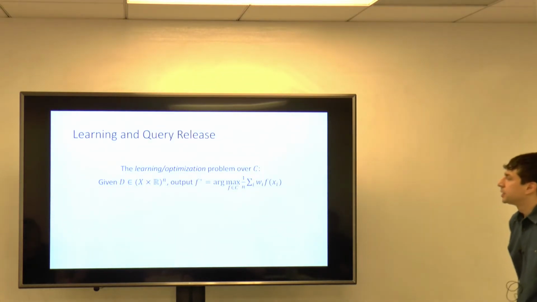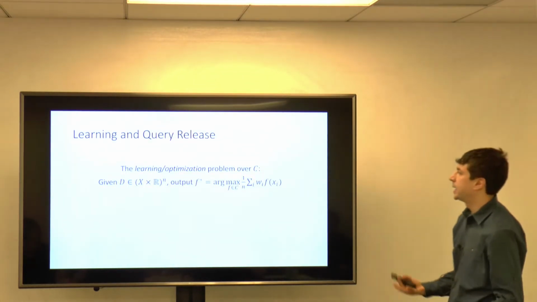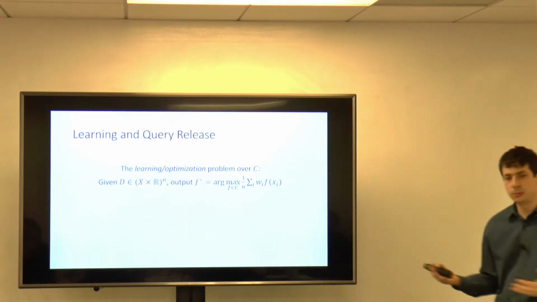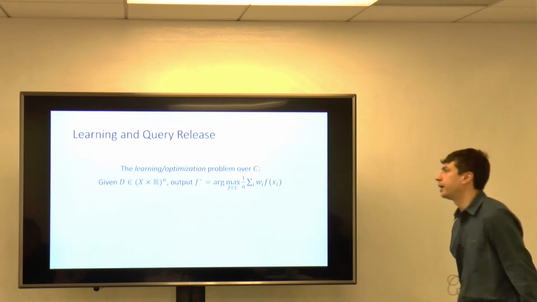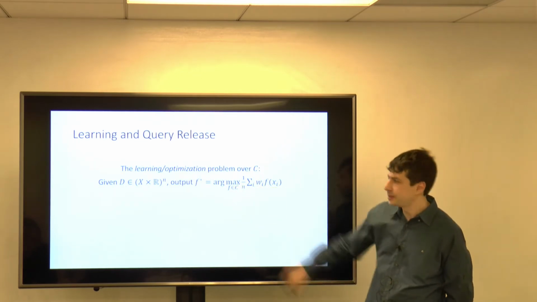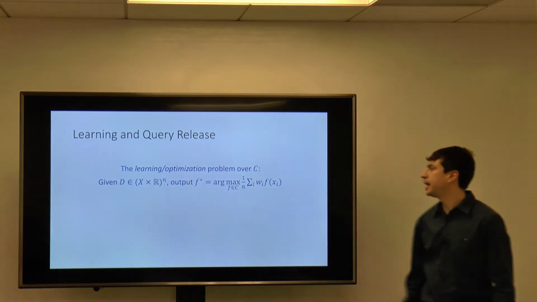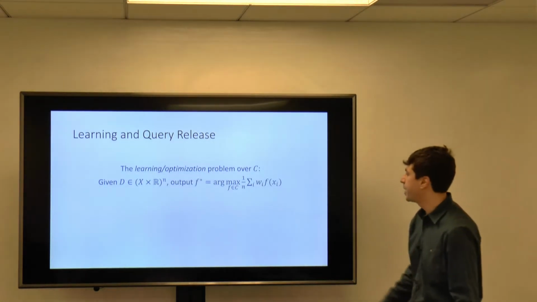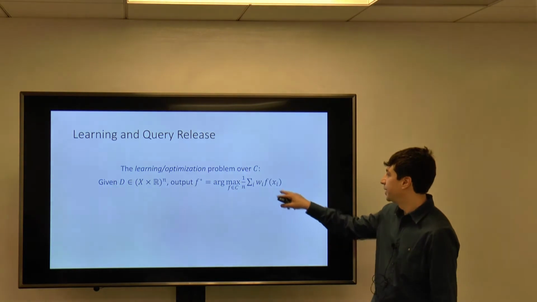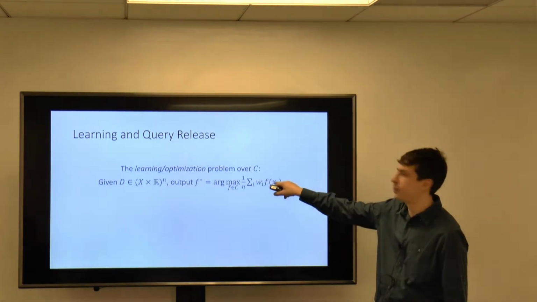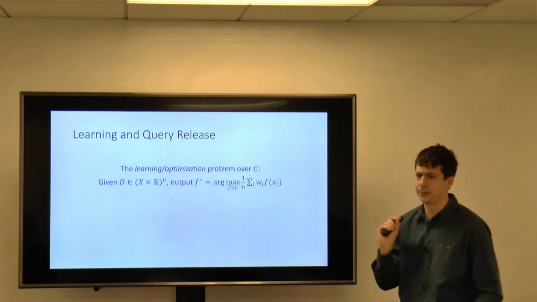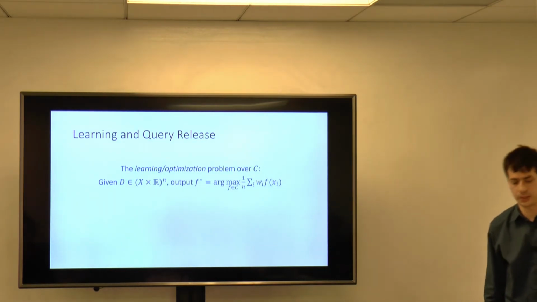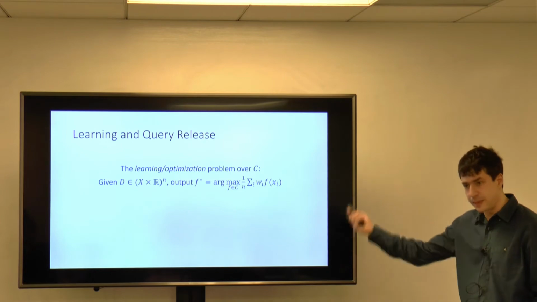Okay, so we can define learning and optimization problems now. A learning problem over a class of functions C is just the following. Given a weighted data set, find the function in the class that maximizes the classification accuracy. Okay, so it maximizes the agreement of the function applied to the data point and the label. The labels are +1, -1, so we can get this agreement just by multiplying them together. Okay, so that's the optimization problem.